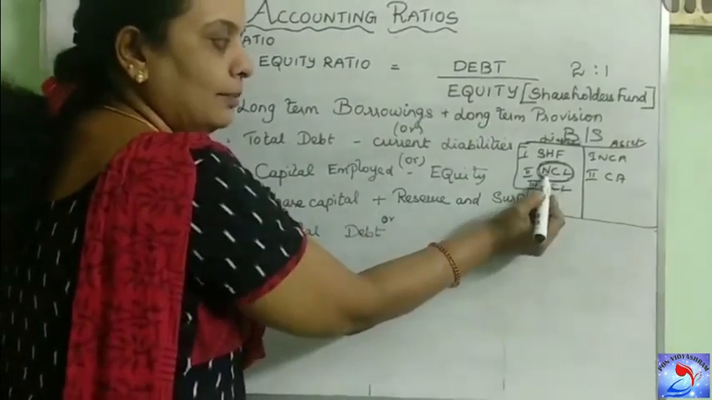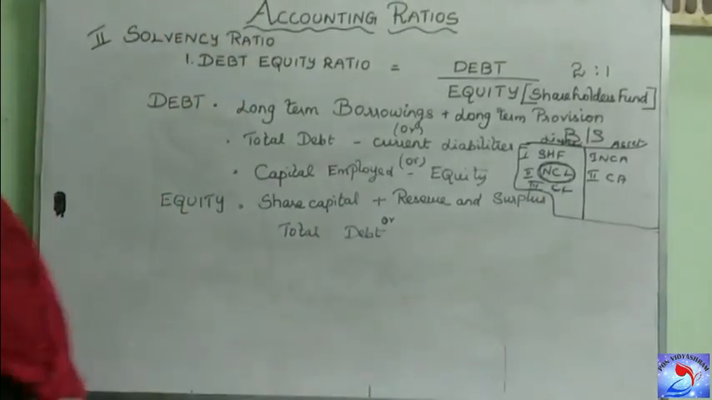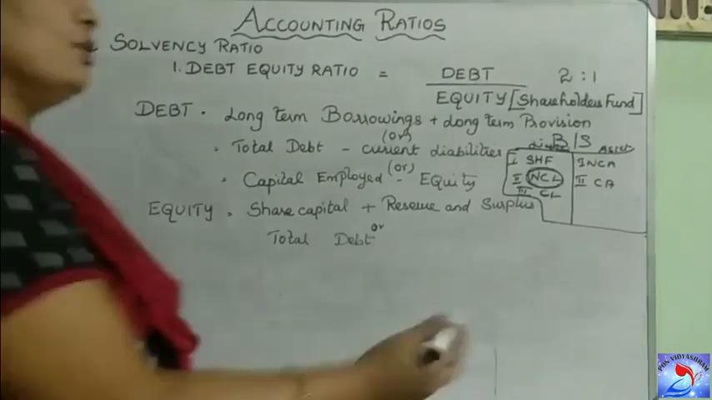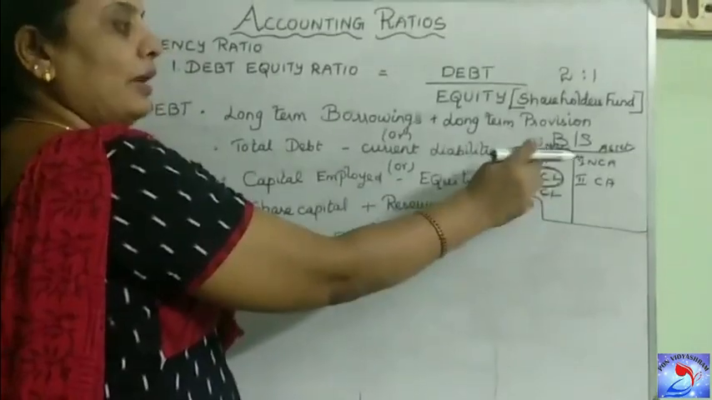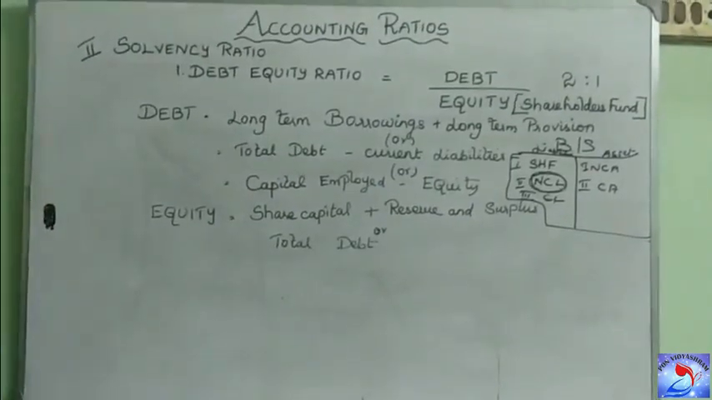Suppose they give you total debt, what do you have to do? Total debt is non-current liability plus current liability. If you subtract the current liability, you will get non-current liability. If they give you capital employed, then capital employed minus equity, that is shareholders fund, will give you non-current liabilities.